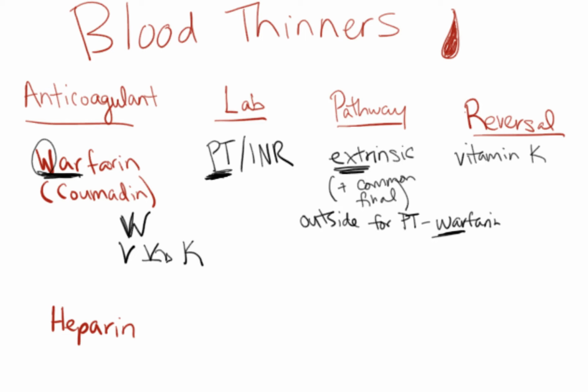So Warfarin is a blood thinner. It acts on the extrinsic and common final pathways. To measure the level of Warfarin and its effect on coagulation in someone, you measure a PT-INR, because you do PT outside to prepare for war, and reversal is vitamin K, because the V and the K can be incorporated into the letter W for Warfarin.